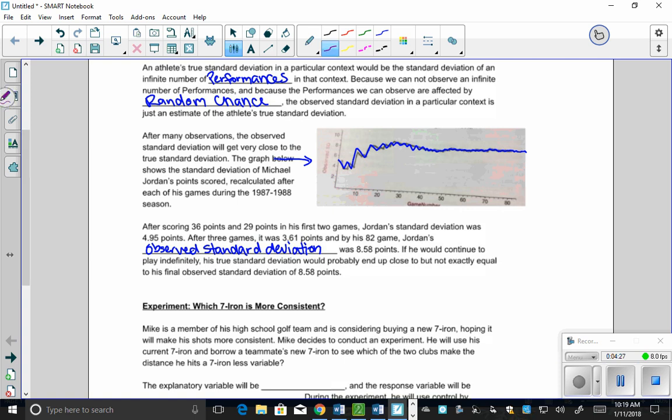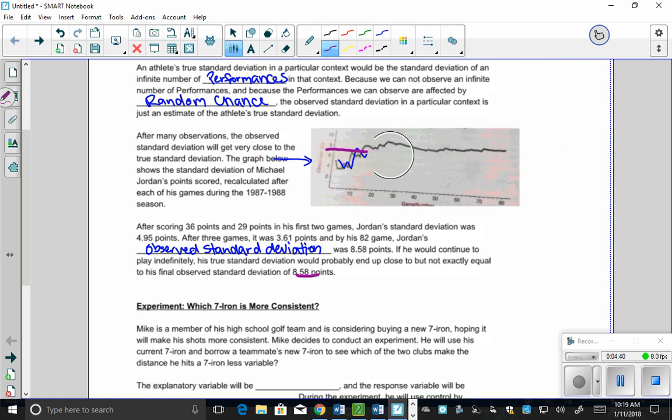And if you're wondering where we got this number from, it's on the last trial, which was about right here. If I go back to my chart, it's going to be probably about 8 point something. That's where the number came from.